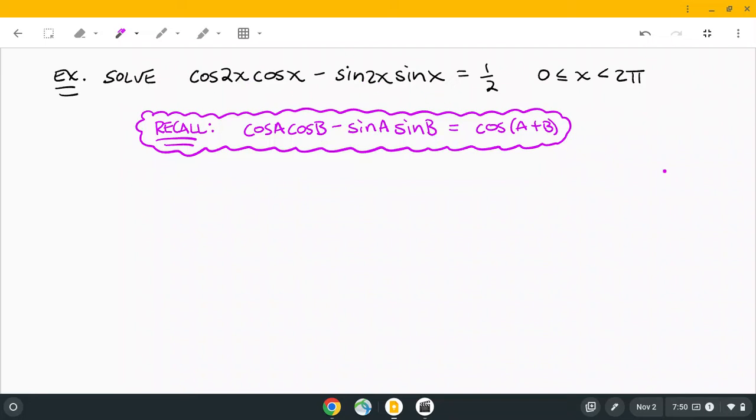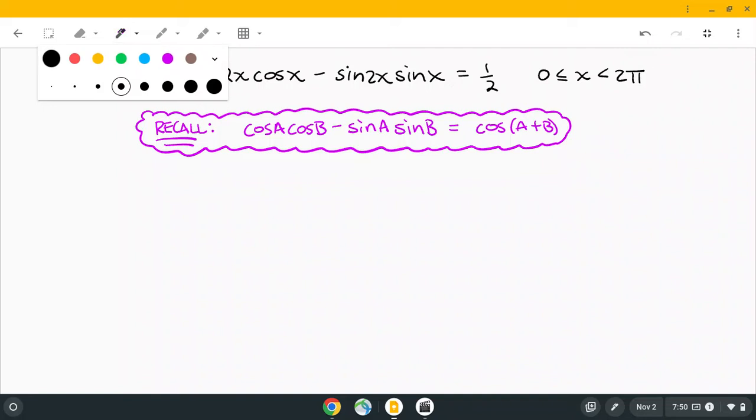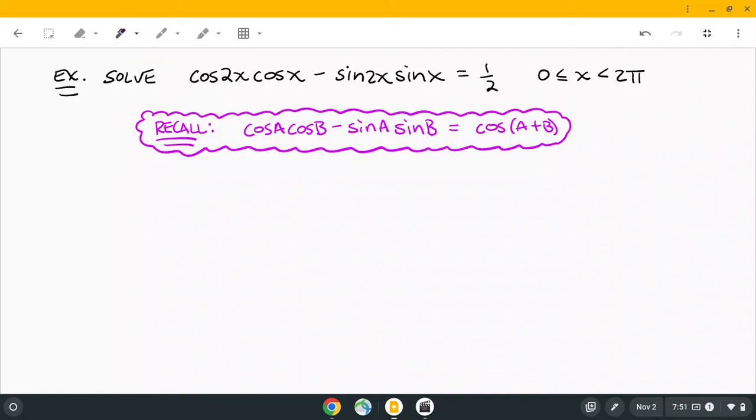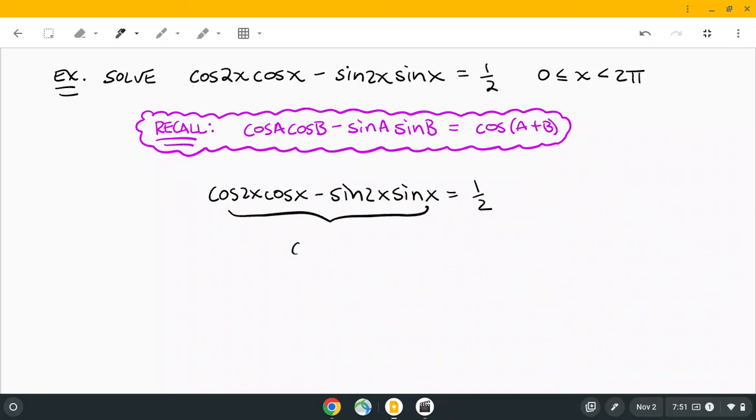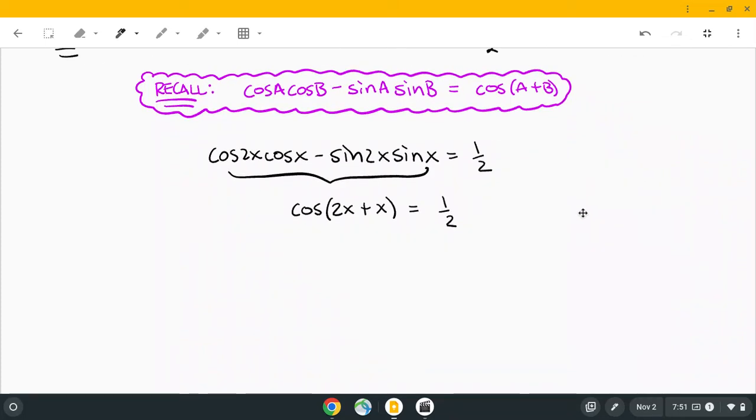All right, so let's go ahead and rewrite the equation. Let me copy it down first so we don't lose it: cosine 2x cosine x minus sine 2x sine x equals 1/2. All of this becomes cosine of A, which is 2x, plus B, which is x, equals 1/2. So 2x plus x is actually 3x.